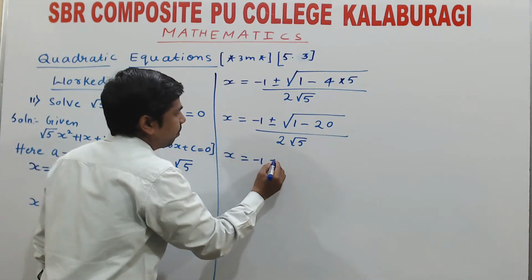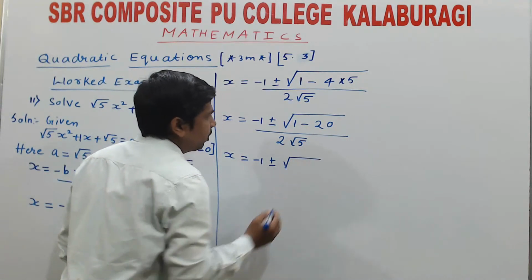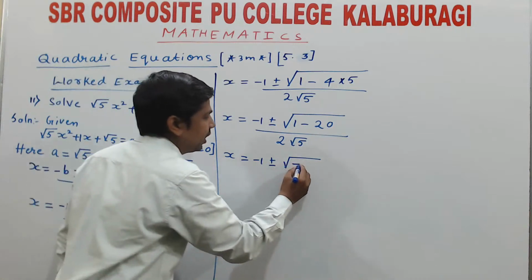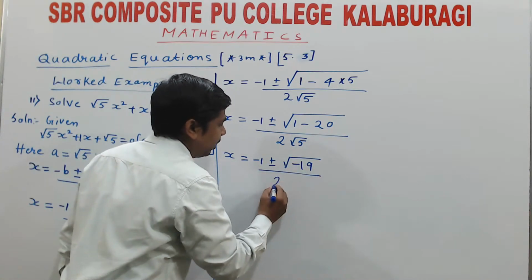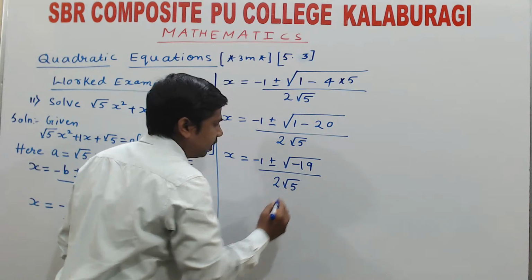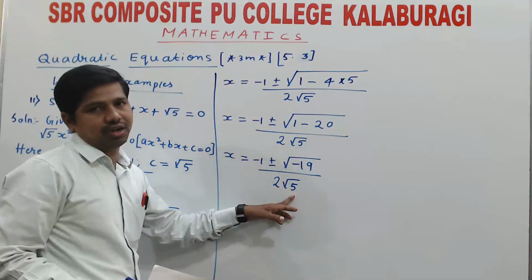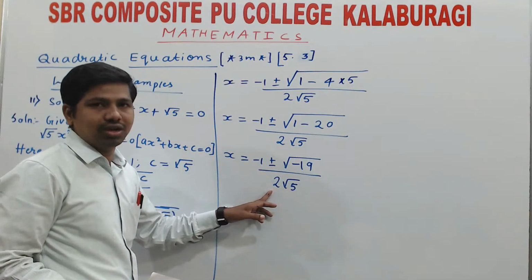X equal to minus 1 plus or minus, what is 1 minus 20? Minus 19, divided by 2 root 5. Right? Don't multiply this inside. 2 fives are 10, but it is a root, you cannot multiply the root. It is 2 root 5. Right?